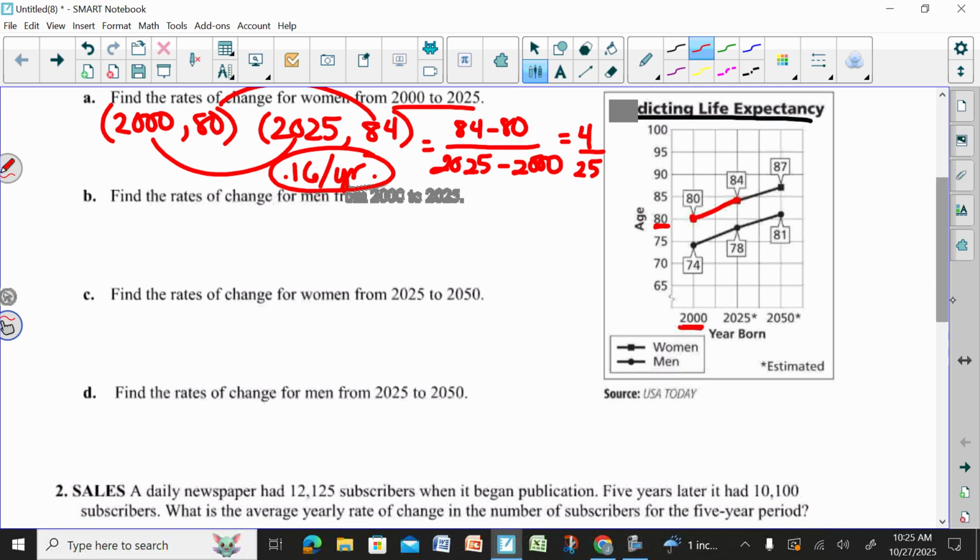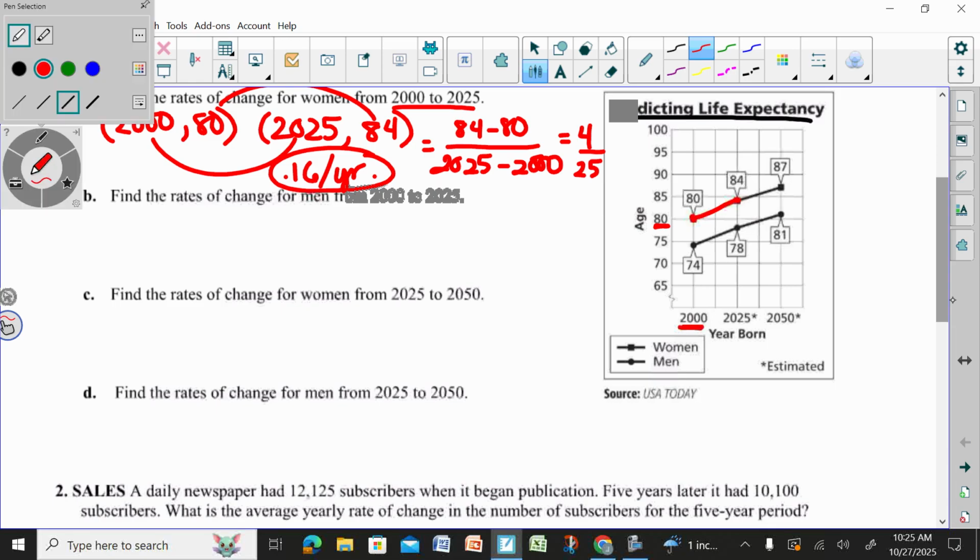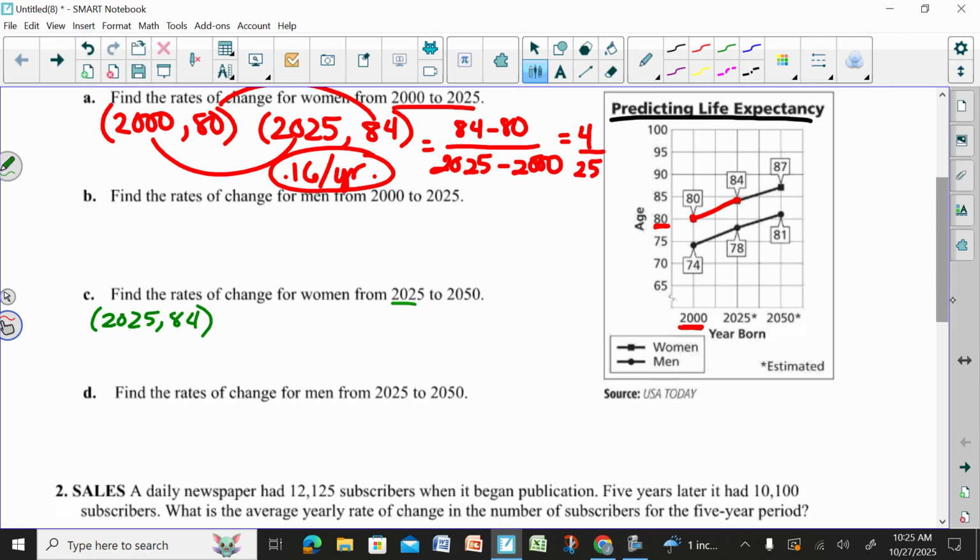Part C is saying from 25 to 50. So for 25 to 50 now, we're looking at in the year 2025, the life expectancy was 84. So that's babies, girls that were born this year, they should live to 84. And then the babies that were born in 2050, if they're girls, they should live till they're 87. So they gain yet another 3 years, a total of 7 from anybody born in 2000.